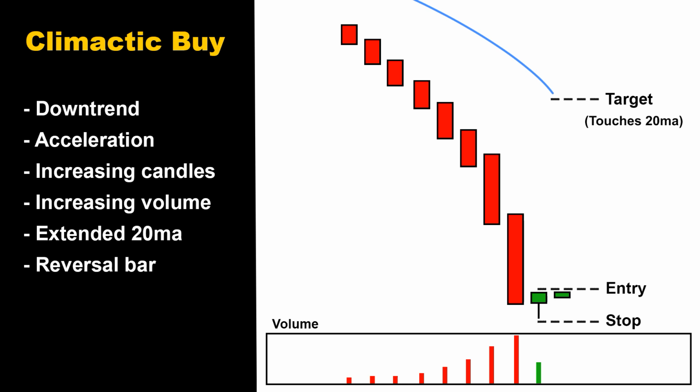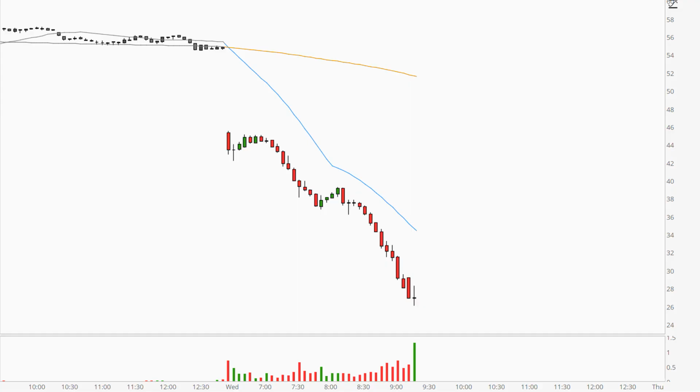So the entry is above a reversal bar after we get the biggest volume spike and drop. Stop is under that same bar, and target is the 20 MA. Let's look at some real examples. Here's a 5-minute chart on NTRA.